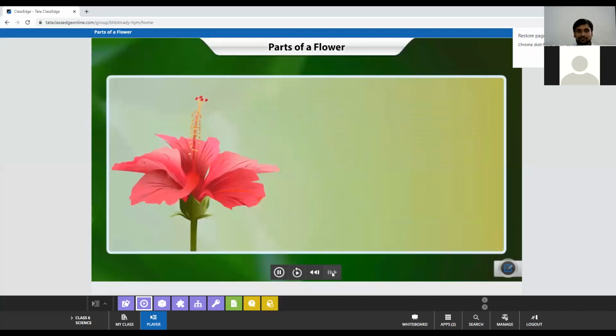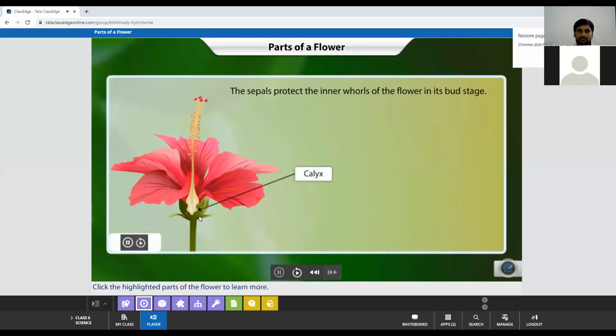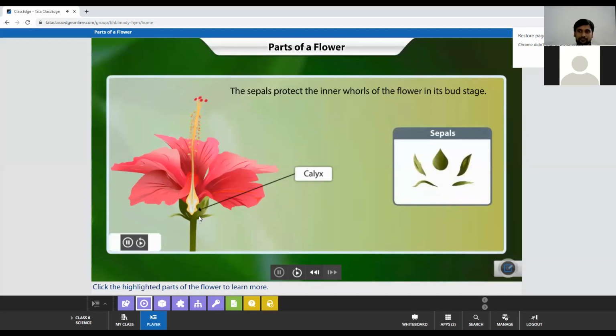Click the highlighted parts of the flower to learn more. Yes. Now let us learn in detail about each and every whorl of a flower. Okay. The first one. The calyx is made up of sepals. The sepals protect the inner whorls of the flower when it's a bud. Yes. Sepals are normally green.